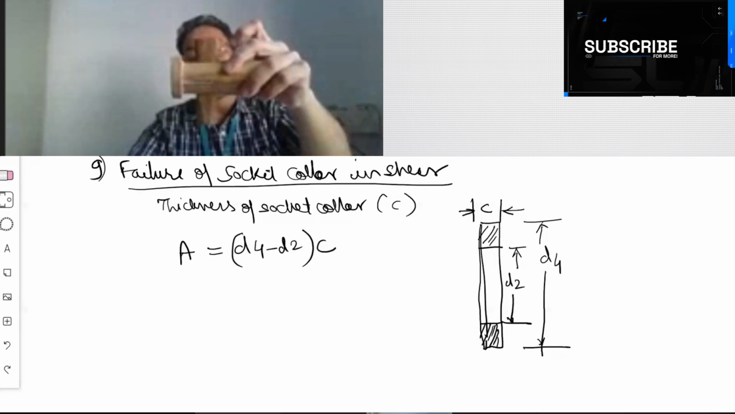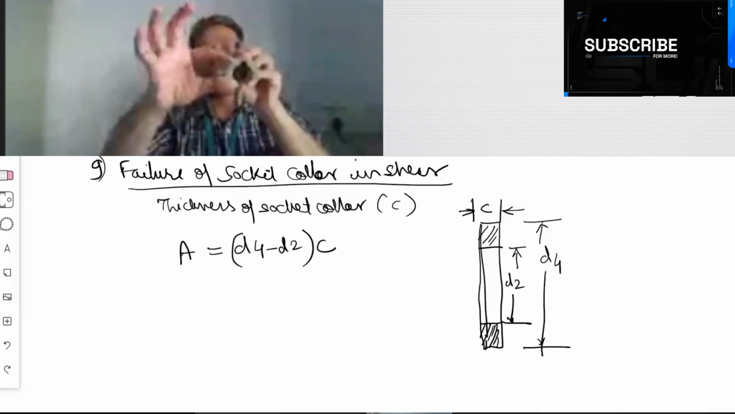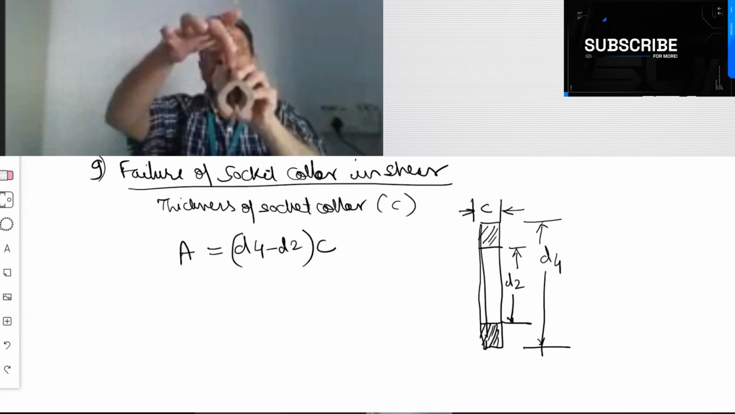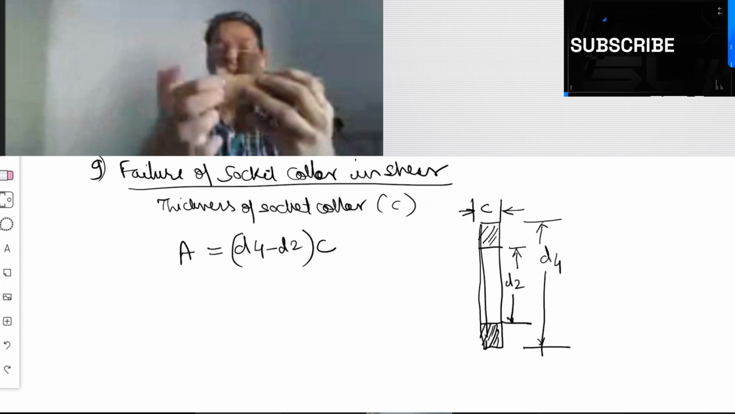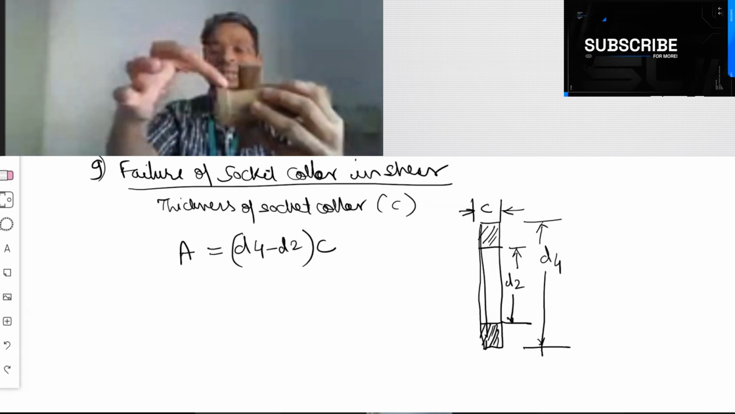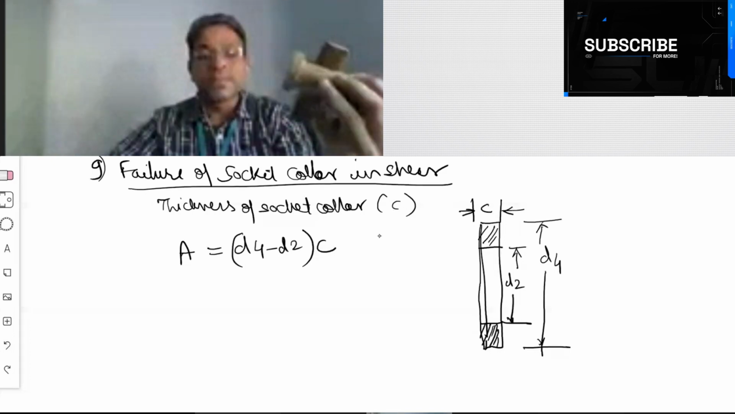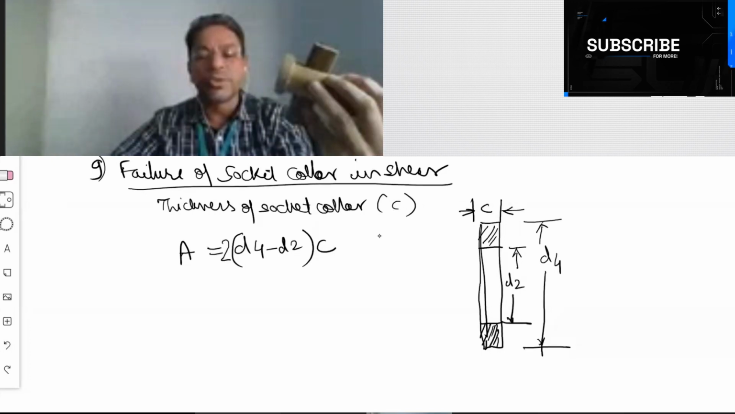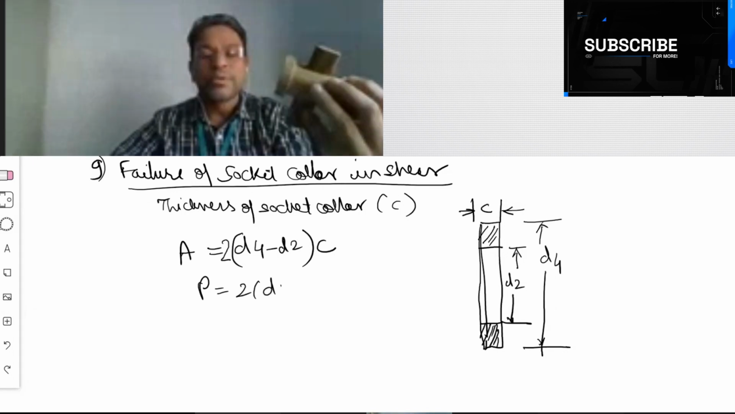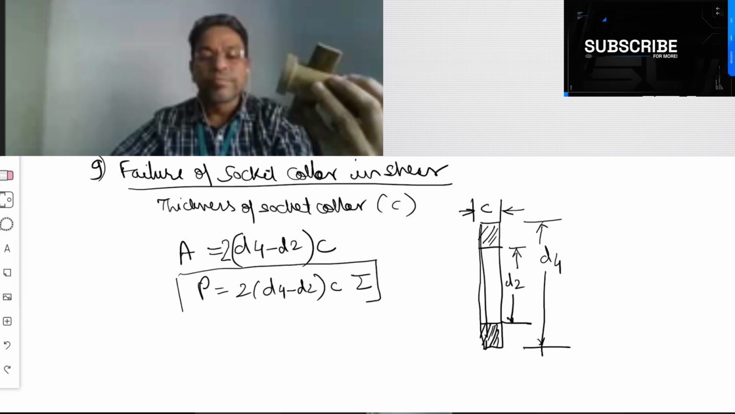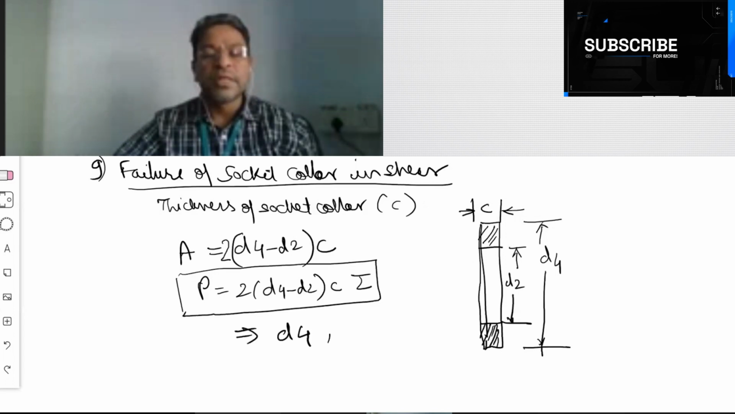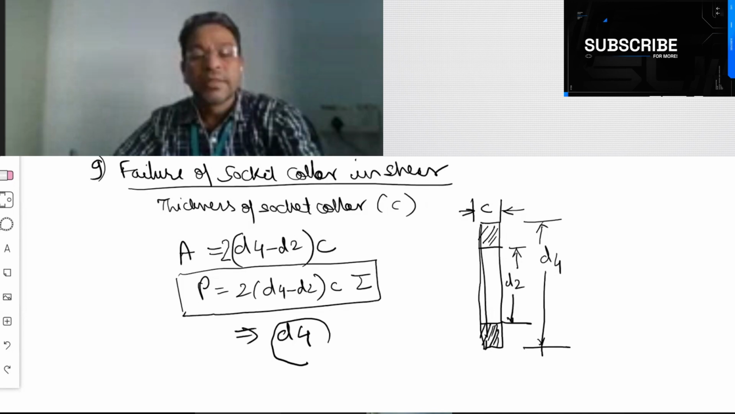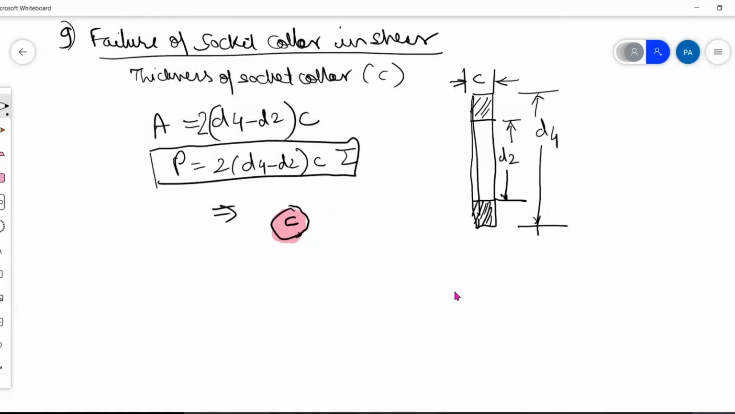Same formula we wrote earlier, but then we wrote D4 minus D2 into T. Now you can see this thickness T. But now we are looking from here at the shear failure, so what will we see? We will not see the thickness, we will see this dimension. What is it? C. And since this is double shear, it will be 2 times. So P is equal to 2 D4 minus D2 into C into tau. This is the failure of socket in shear, and from this we will obtain the value of D4. There is one more last formula left here, and I will explain that now.